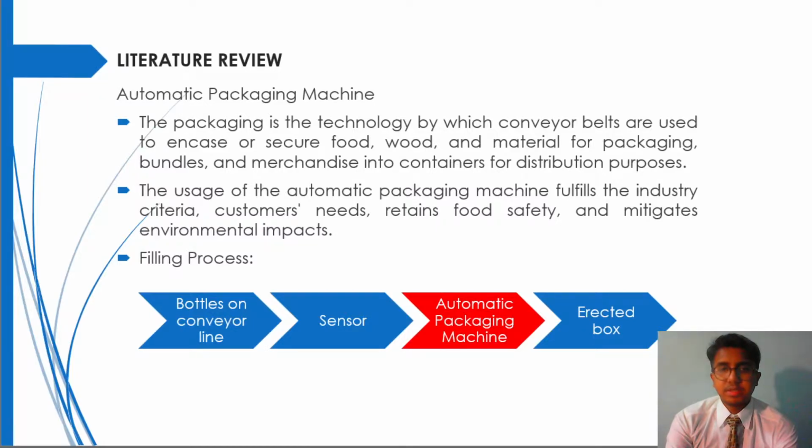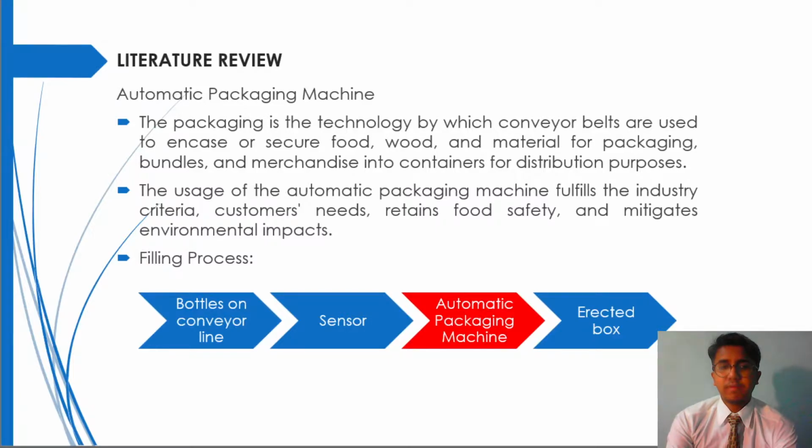My first literature review is automatic packaging machine. Packaging is the technology by which conveyor belts are used to encase or secure food, wood, and material for packaging, bundles, and merchandise into containers for distribution purposes. The usage of the automatic packaging machine fulfills industry criteria and customer needs, retains food safety, and mitigates environmental impacts.